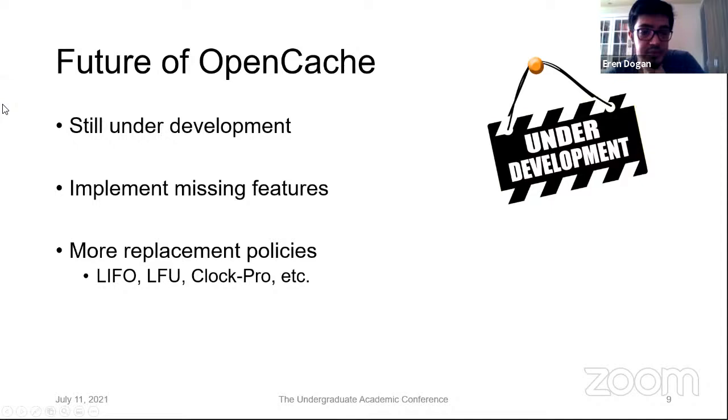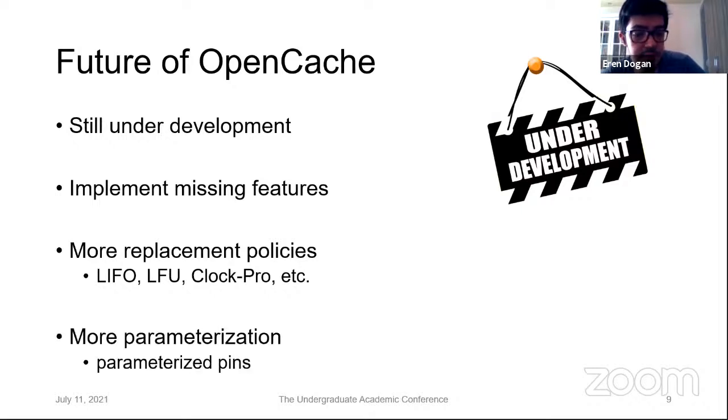More replacement policies will be implemented, for example LIFO, least frequently used, or Clock Pro. The people who will use OpenCache will probably want different replacement policies, and we will implement those. And more parameterization. For example, we will parameterize pins. Maybe you don't want to use the flush signal, or you want to change the size of a signal. So they will also be parameterized.